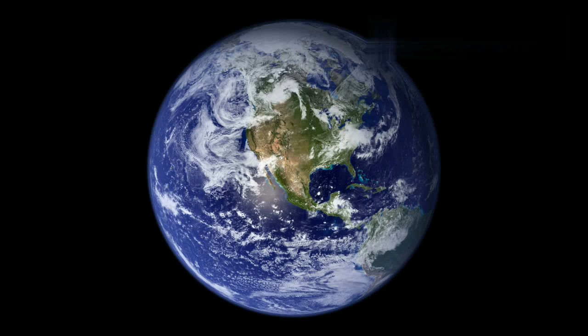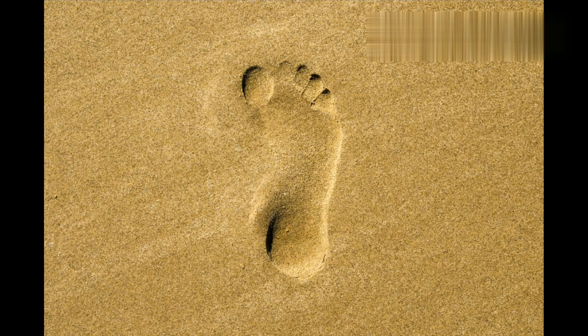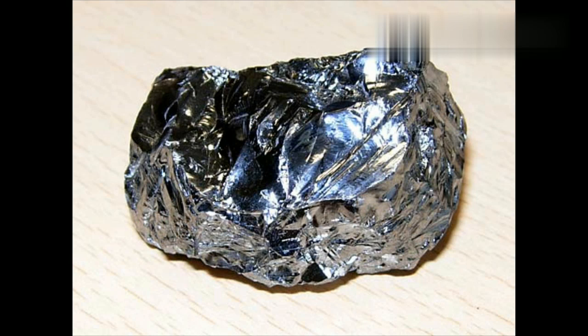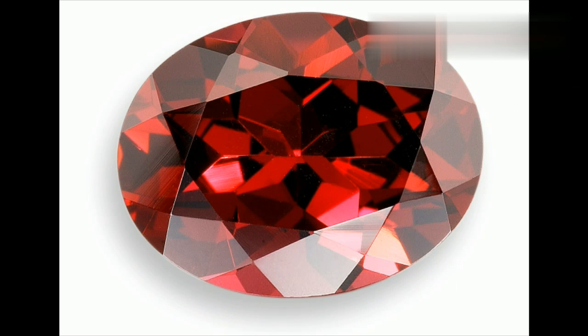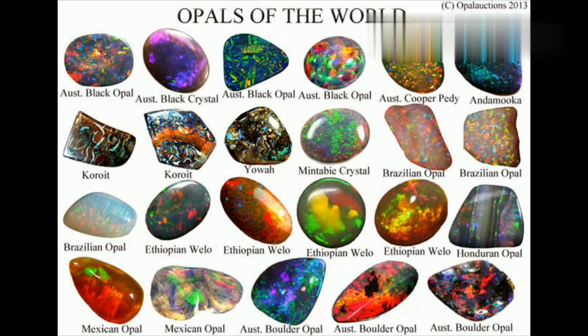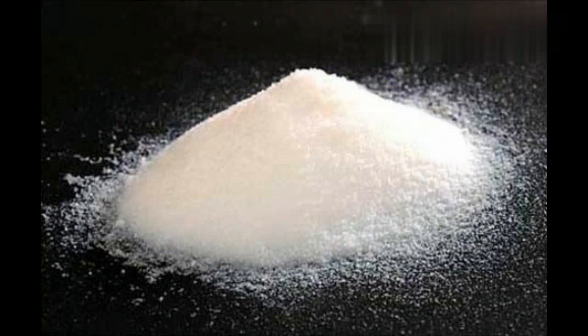Occurrence. In the Earth's crust, silicon is the second most abundant element next to oxygen. It is widely distributed in dust, sand, and planets as various forms of silicon dioxide, that is, silica or silicates. Silicon compounds are the chief constituent of semi-precious stones like garnet, zircon, topaz, and opal. Silicon exists in two allotropic forms. One is amorphous and another one is crystalline.